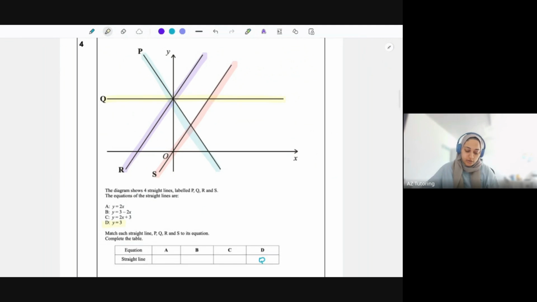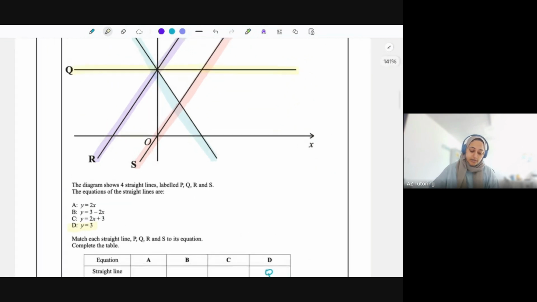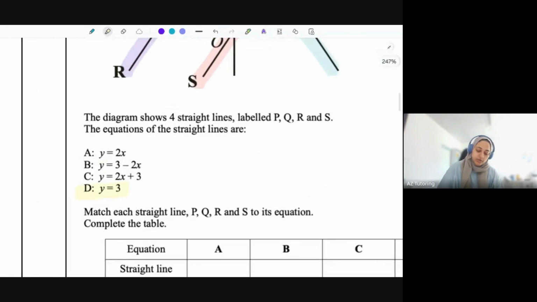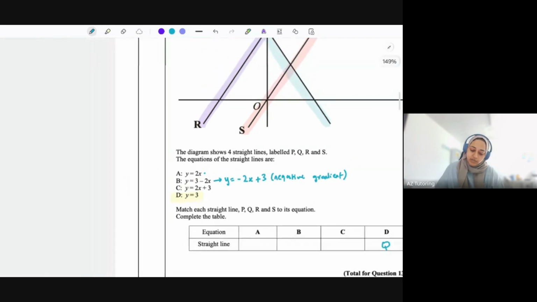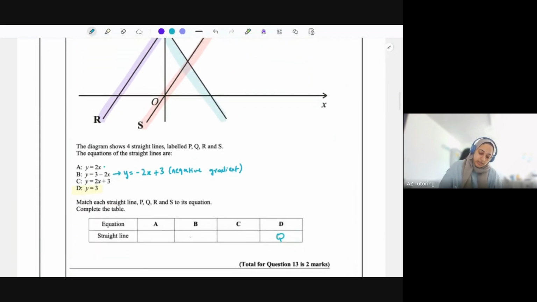What else do we have? Well, the other one we can look at is P is the only one with a negative gradient, so where it's got a minus m value. So what I would do is make sure all these equations look like y equals mx. So this one does, that's got a positive gradient. This one here, I could rearrange and say it's y equals minus 2x plus 3. So I'll put the gradient first, and this has got a negative gradient. And only one of these lines has a negative gradient, and that is P. So B is P. So we've done that one as well. So it's that process of elimination.